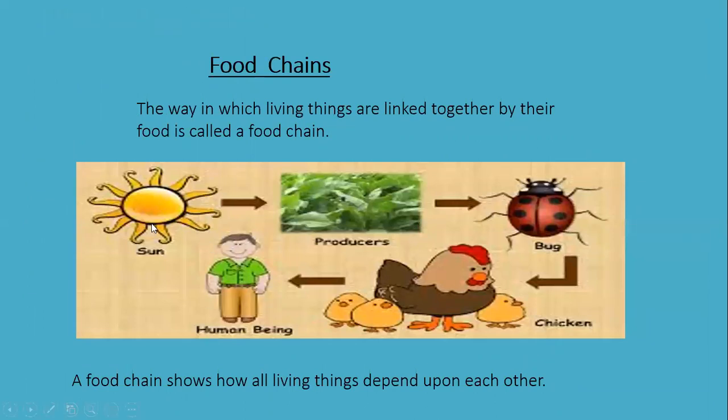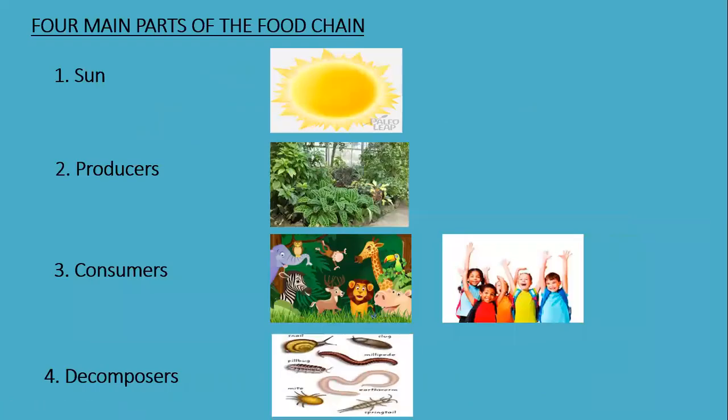Look here: sun, producers, then these are the consumers, then we have decomposers. This is a simple food chain. Sun gives energy to producers, then this bug, then to the chicken, then to the human beings. What are these four parts? Let's see.